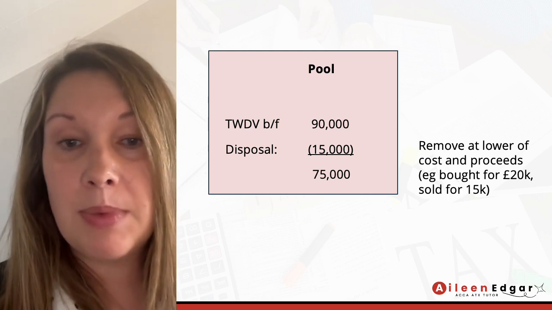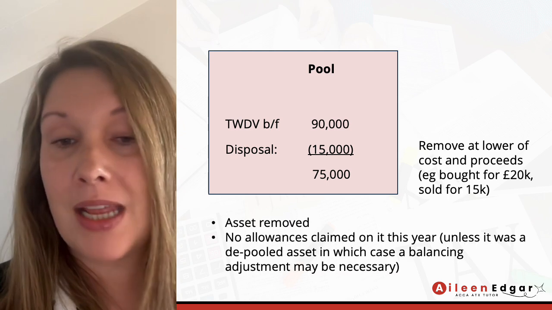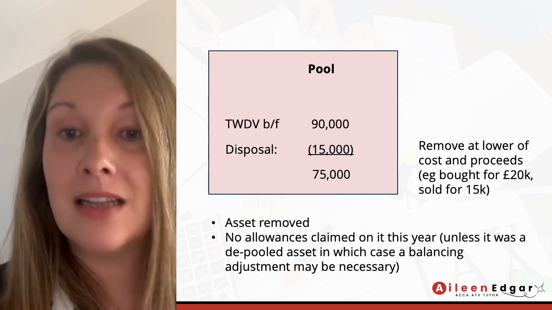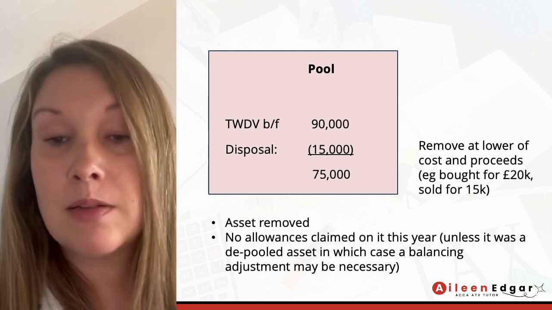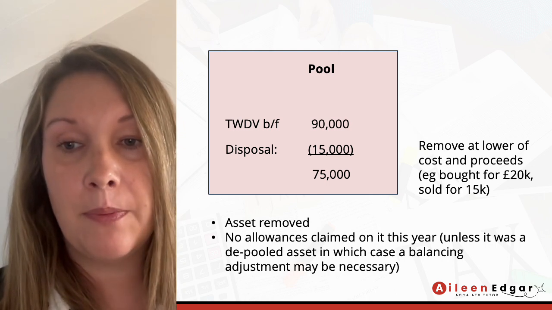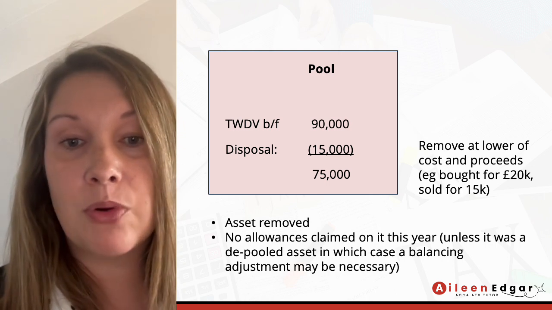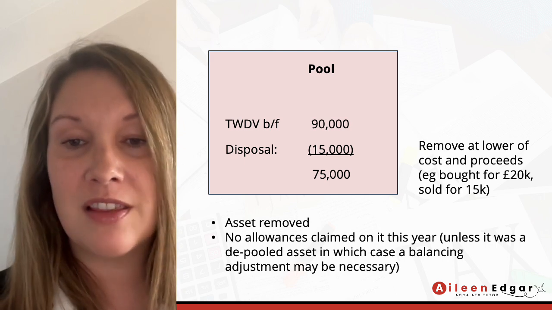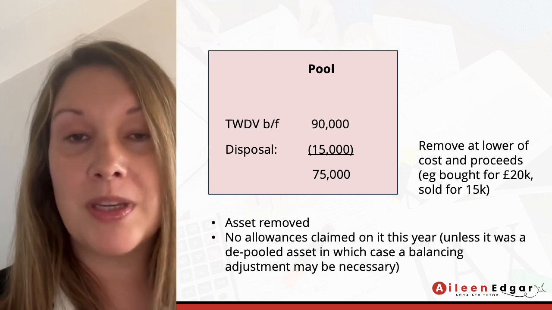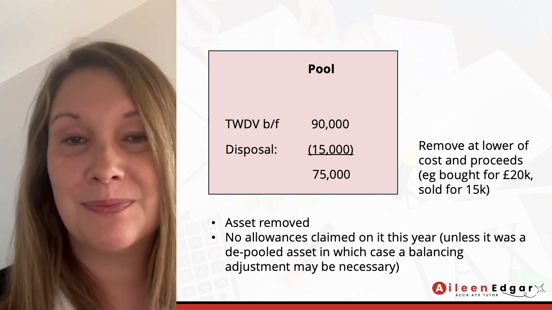I won't actually be claiming any allowances on the asset itself that period unless it was an asset that has been depooled, perhaps because of private use, for example. In that case, I'd need to process a balancing charge or balancing allowance in order to make sure there was nothing left in that column of my computation for the next period.